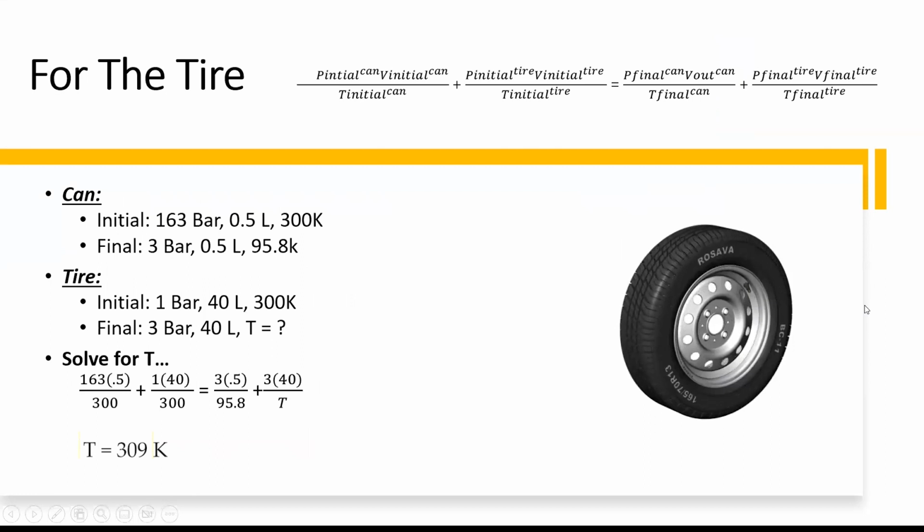And for the tire, we can do a molar balance of what is going in and what is coming out, which is the equation you see at the top. For the can, we have solved for the initial pressure of 163 bar. We have 0.5 liters and 300 K. And final, we have 3 bar, 0.5 liter, and our solved temperature of 95.8 K. For the tire, we have initial 1 bar, 40 liters, and 300 K. And final, we have 3 bar, 40 liters, and we're going to solve for T. Plugging our values into that equation, we're going to get a temperature of 390 K.